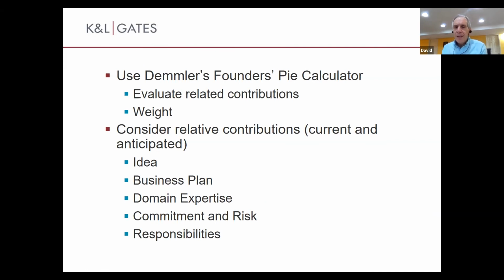How you allocate it is sometimes people go to Demware's Founders Pie Calculator, which at the next session we'll sort of do practically. And it is not magic. It gives you an idea. It's not perfect, but it's a pretty good example of how to at least get a ballpark of how to allocate among the founders. So David, we have a question.